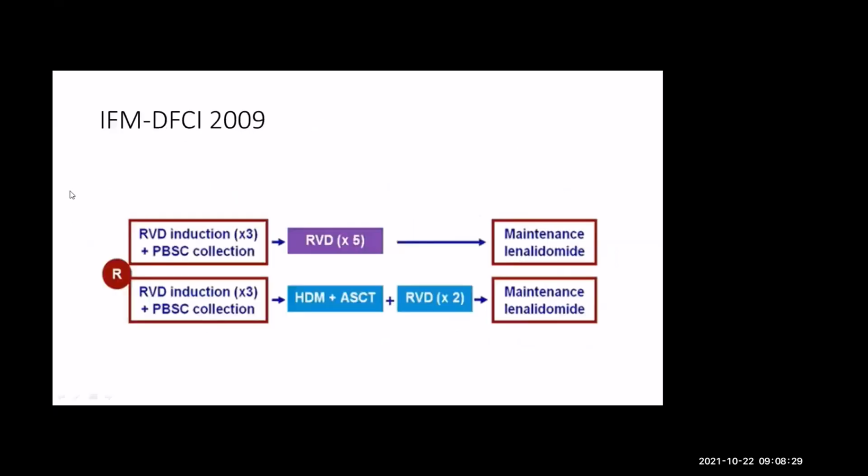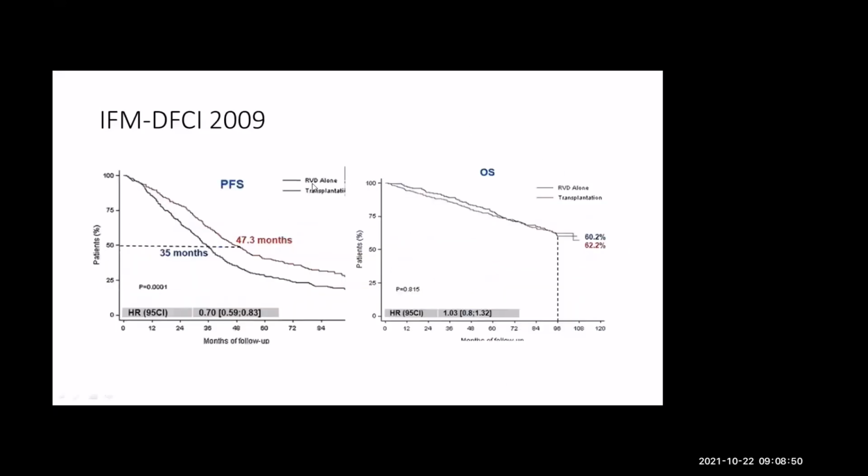The IFM study was doing an RVD induction, and this was followed by RVD consolidation or transplant in the other arm. And these people are allowed to undergo transplant if they have not undergone it in the first line. So this basically answered the question whether you could defer the transplant in light of a potent induction regimen like RVD, and all these patients received maintenance. So what this study shows is there is no difference in overall survival, and there is a gain in the progression-free survival, which is roughly 12 to 13 months for this study.